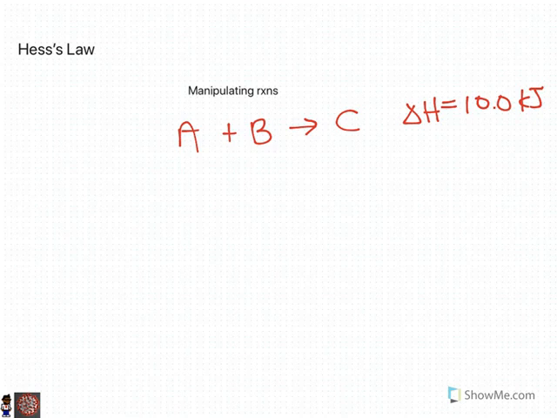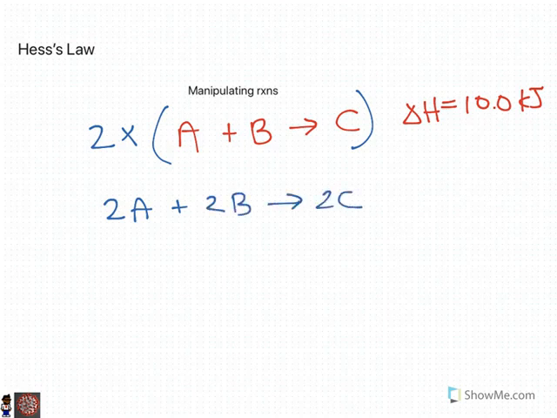Let's say in your target reaction you wanted 2a, but in the equation that's given to you, your coefficient is 1. Well, what you're allowed to do is multiply the entire reaction. And if you multiply the entire reaction by 2, then your reaction becomes 2a plus 2b yields 2c in this example. Well, then how does delta H change? Take a guess. Very good, you guessed it. It doubles. So this gets multiplied by 2. And 10 times 2 is, I'll give you a second. Very good, 20.